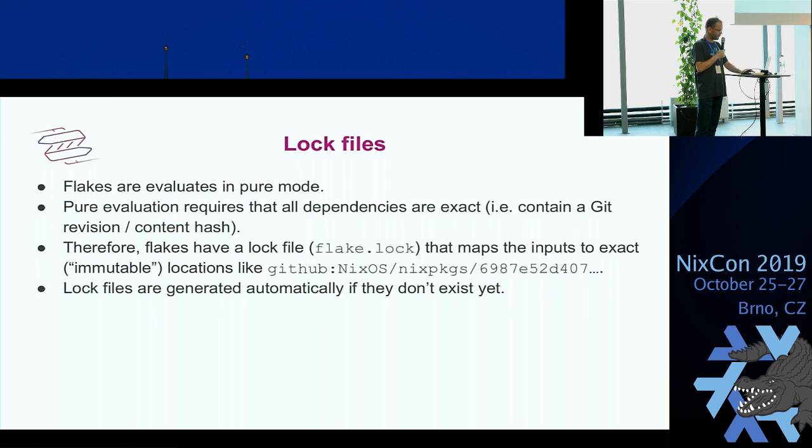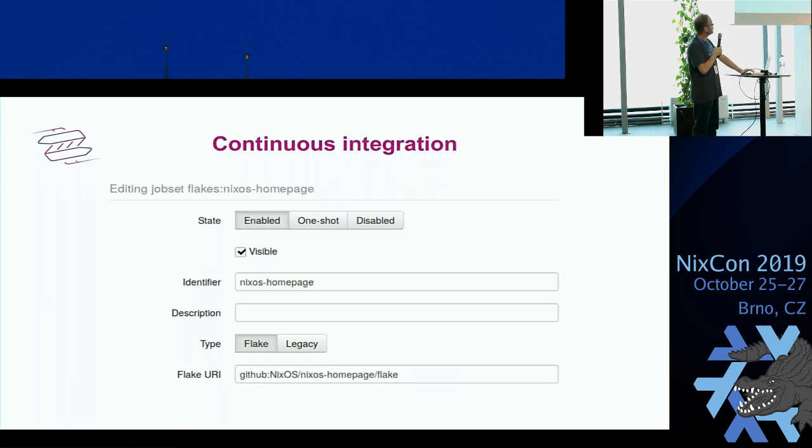And then things are wonderfully reproducible. So, for example, in Hydra, configuring Hydra job sets has always been unpleasant because you have to specify these jobset inputs. That can get very messy if you have dozens of repositories that you depend on. But now you no longer need to do any of that. The only thing that you need to configure in Hydra is the URL of your flake, and that flake will have a lock file that completely locks all the dependencies. So that's all Hydra needs to know.